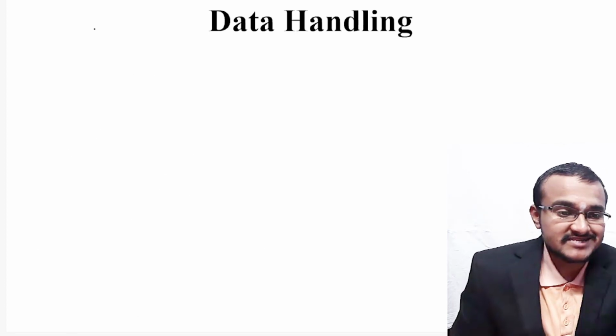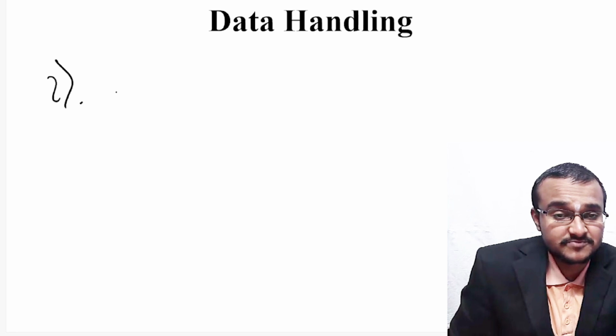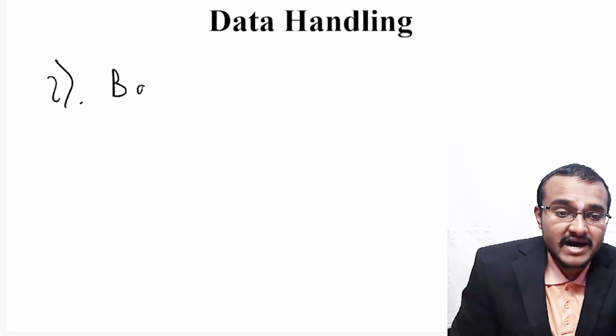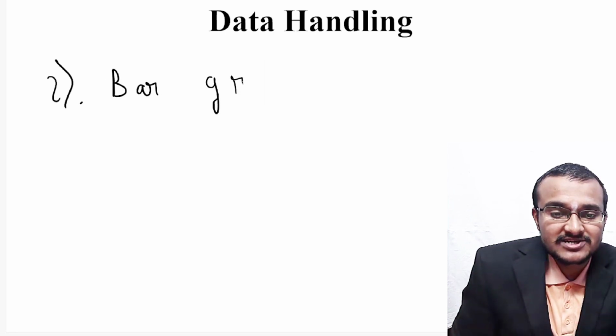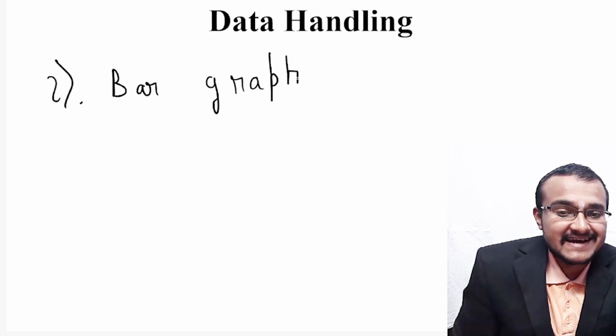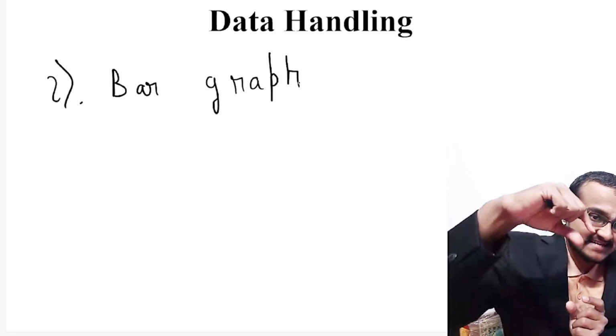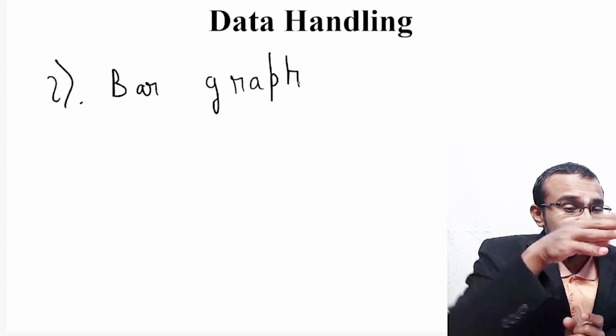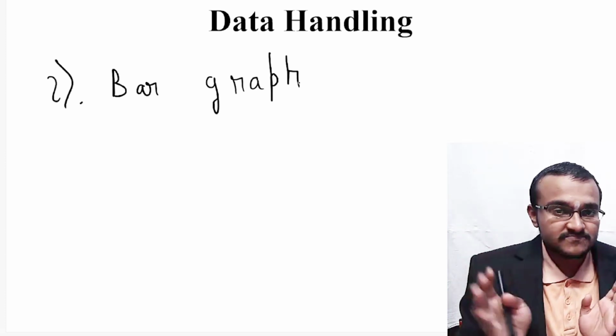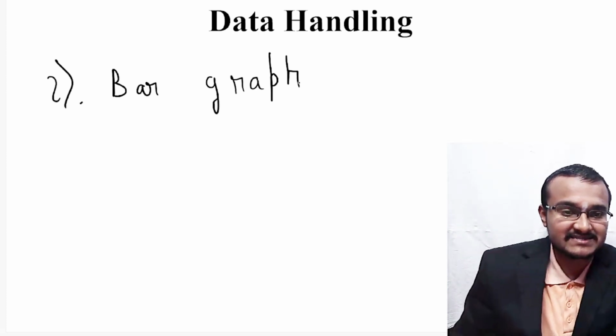So coming to the second type of graph which you will be learning in this chapter, it is the bar graph. You draw a rectangular shaped bar on the x-axis according to the corresponding y-axis values. So I'll explain how it is by an example.